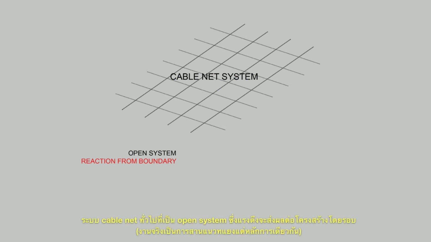This diagram is a conventional cable net system. It's an open system. Please disregard the cable orientation in this diagram, which is not similar to the canopy, but the concept is the same.